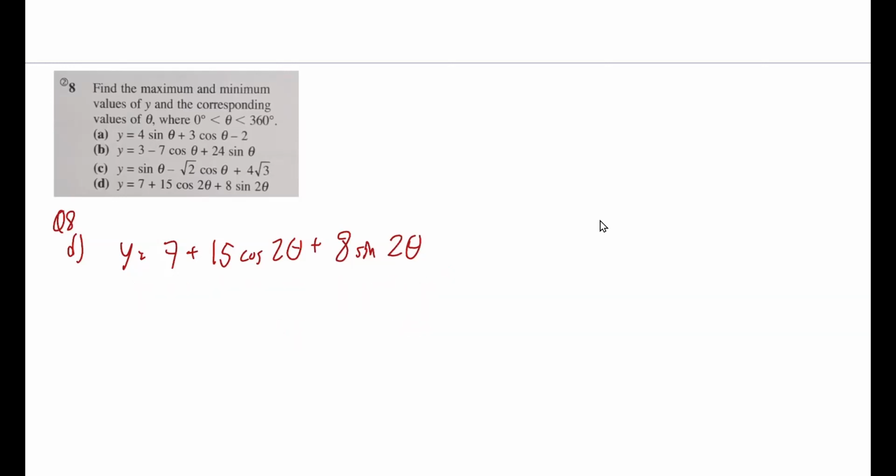So how can we do it? Any special patterns you see? Think about it. What special pattern? What topic are we at? Formula topic.